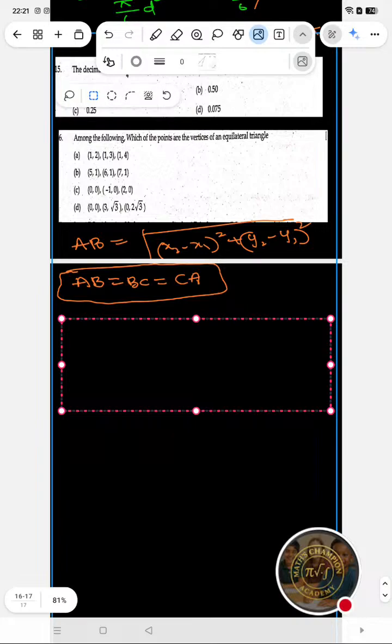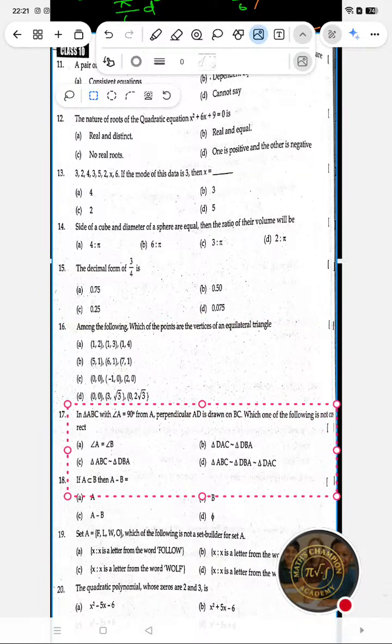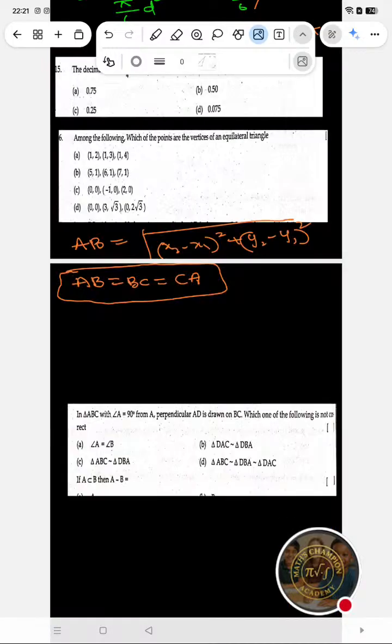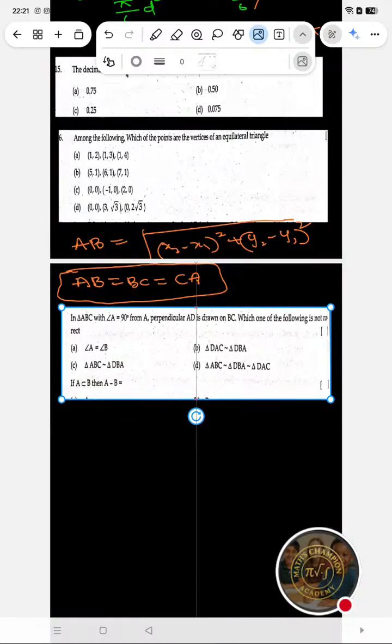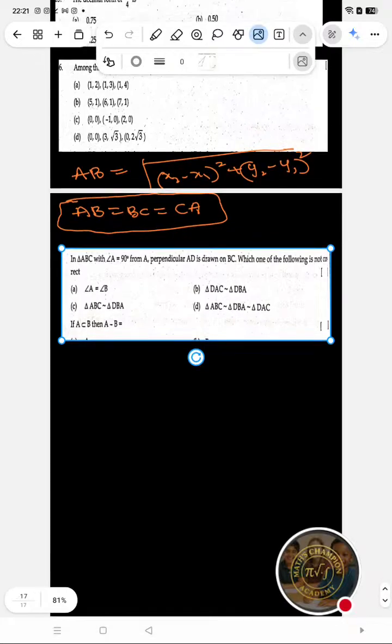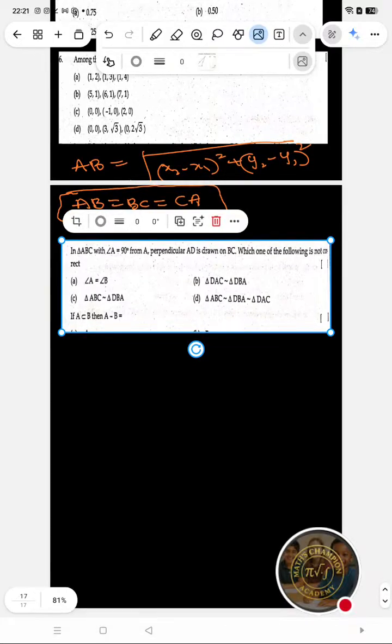Try to answer the question. Here, in a triangle ABC with angle A is 90, from A a perpendicular AD is drawn on BC. Which of the following is not correct? He is asking. Try to comment your answer.